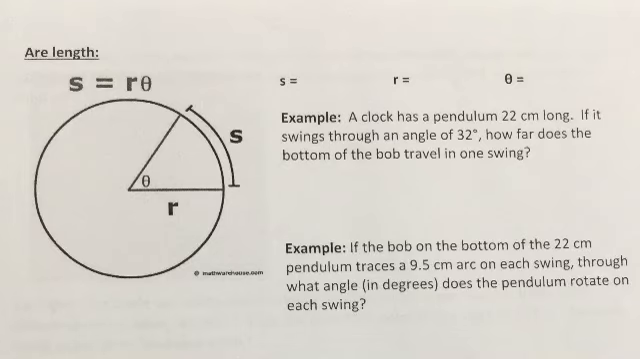So what we have here is the arc length formula, which is S equals R times theta. The S represents the arc length. All that the arc length is, is the distance along the outside of the circle. So think about it as part of a circumference. Like right here, you see in our example they have that portion being S. That is the arc length for this angle.